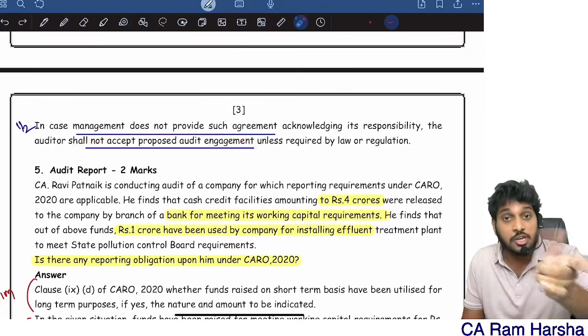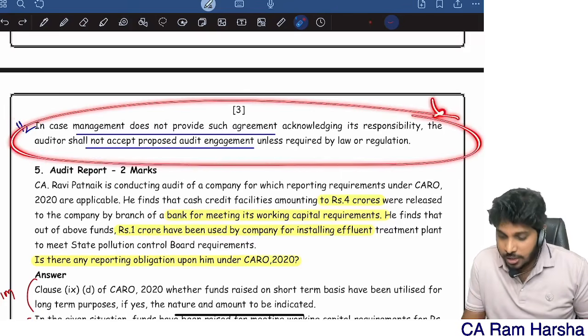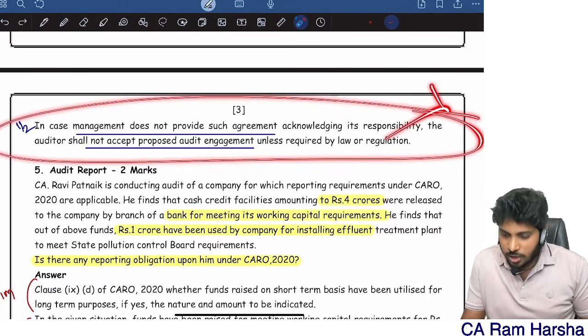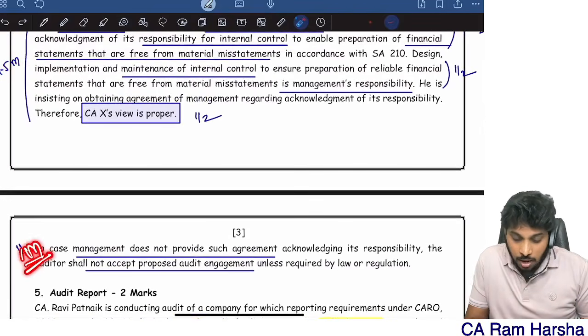What is the consequence of failure of the management? That also you need to write. Many students will not write this. Half mark they may lose. Sometimes here 1 mark will be there. Here 1 mark might be given.